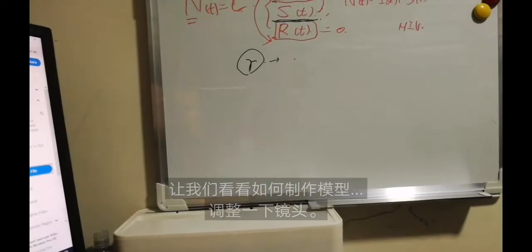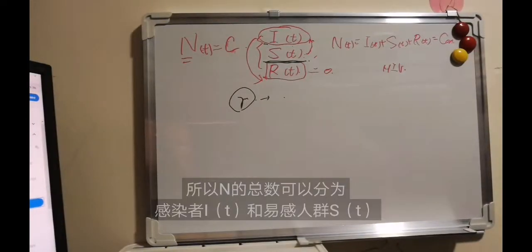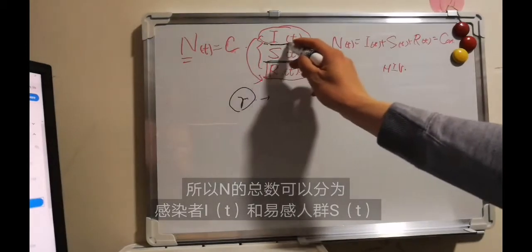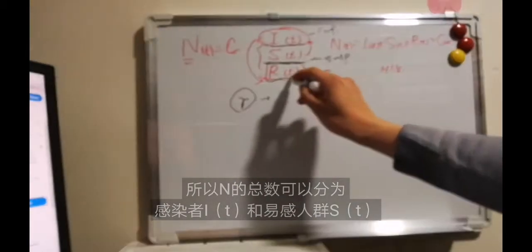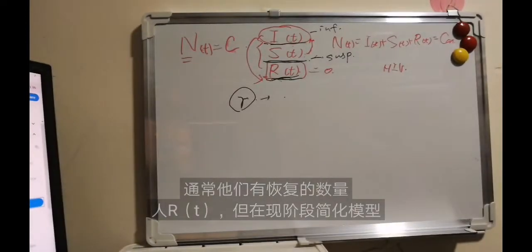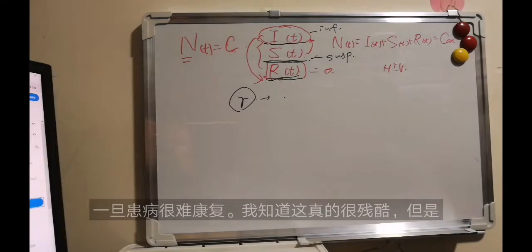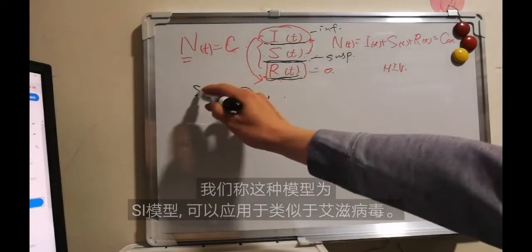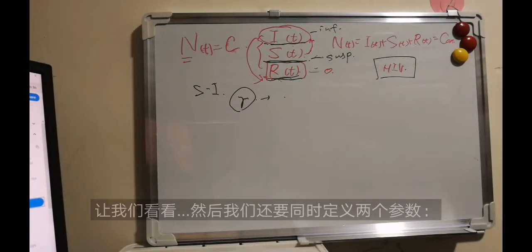So the total number N can be divided into I infective and S suspected. Normally there is also a recovered group, but to simplify the model at this stage, we assume the recovered is 0, meaning that there's no chance for them to recover. I know it's really cruel, but this kind of model, which we call the SI model, can be applied to the HIV virus.